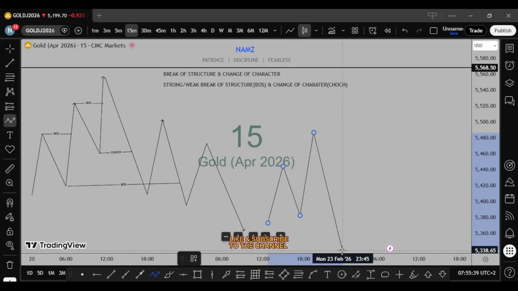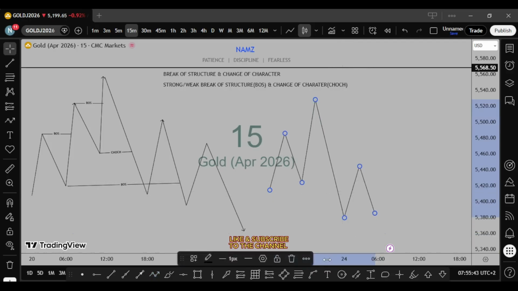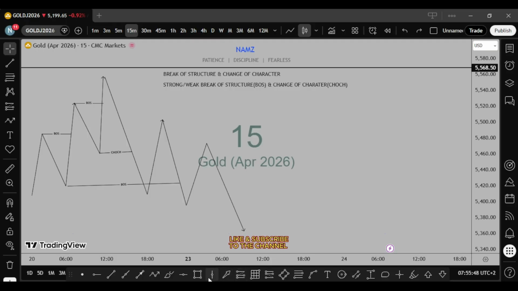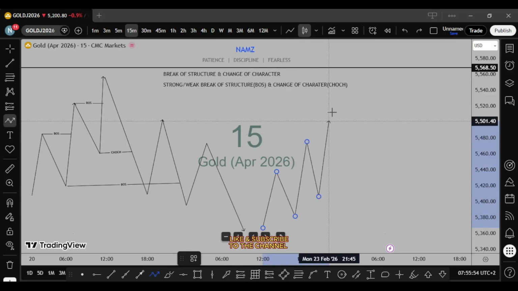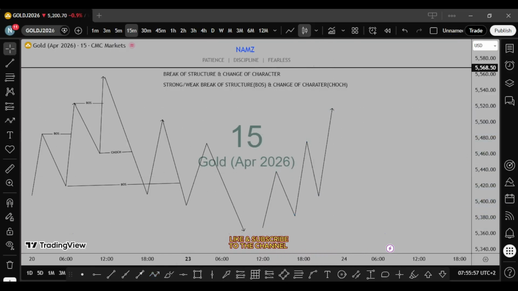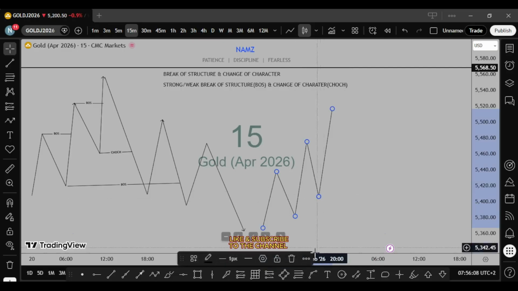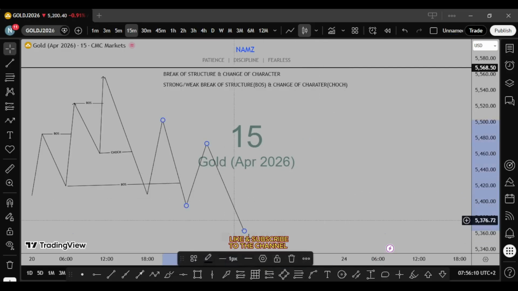What about if it does something like this? No wonder I told you we need to see at least two points which have been broken, for instance like this, and then we can anticipate that we are expecting price to do this thing, come here, and then it flies up. So now this is what I mean by break of structure.